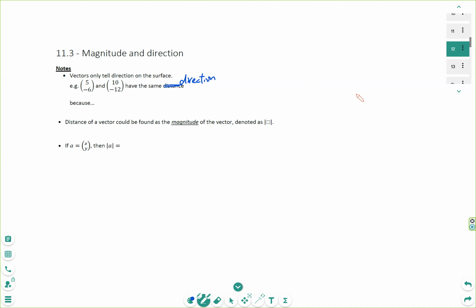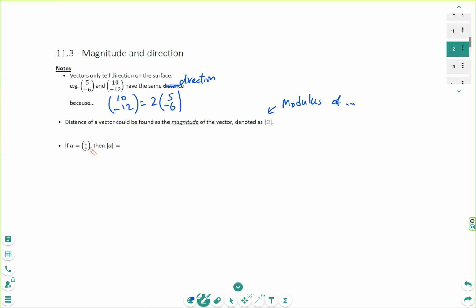Same direction because (10, -12) could be written as 2 times (5, -6), so the same vector. So they're both the same (5, -6), so they're same direction. Now, distance of a vector can be found as the magnitude of the vector, denoted as this one. We have two straight lines like bars. We can call this the modulus of something.